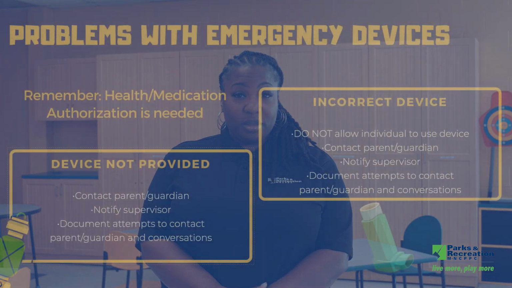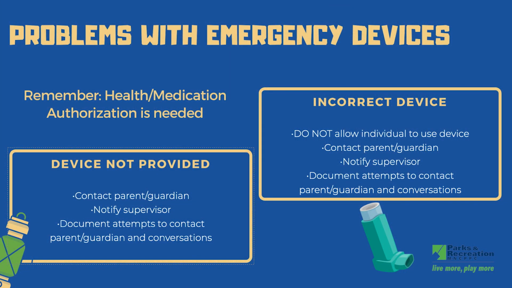If the individual does not have the correct dosage of the prescribed medicine, or the parent, guardian gave the program staff the wrong medication, do not allow the individual to self-administer the medication. Notify the parent, guardian, and your supervisor. Document on the individual's medication administration log. Document in the program health log.